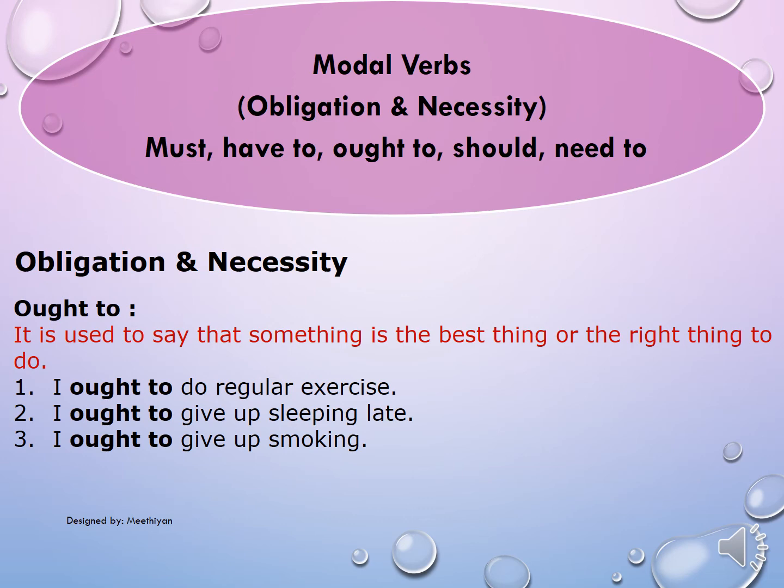The second one, I ought to give up sleeping late. Sleeping late is an unhealthy practice. So it is the best thing for a person to give up sleeping late. The third one, I ought to give up smoking. Smoking is unhealthy. It causes a lot of health issues. So it is the best thing for a person to give up smoking.